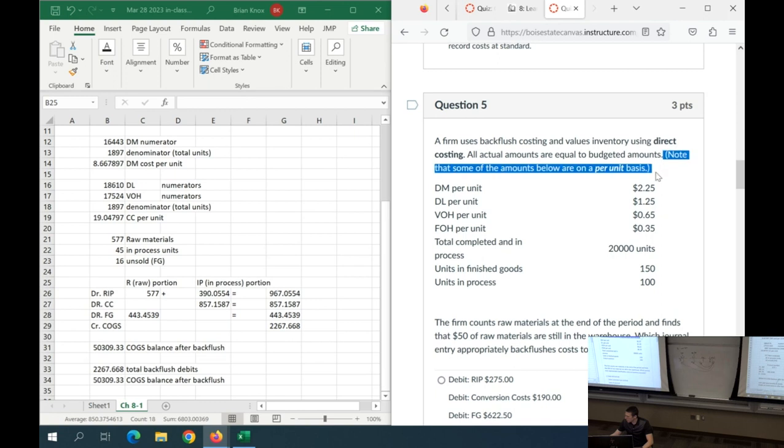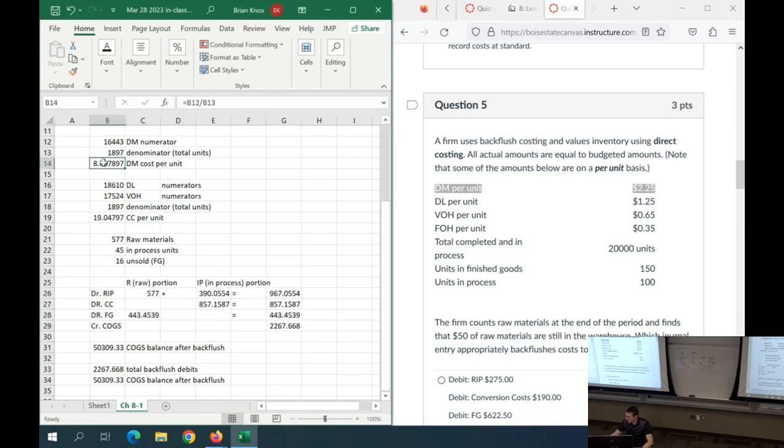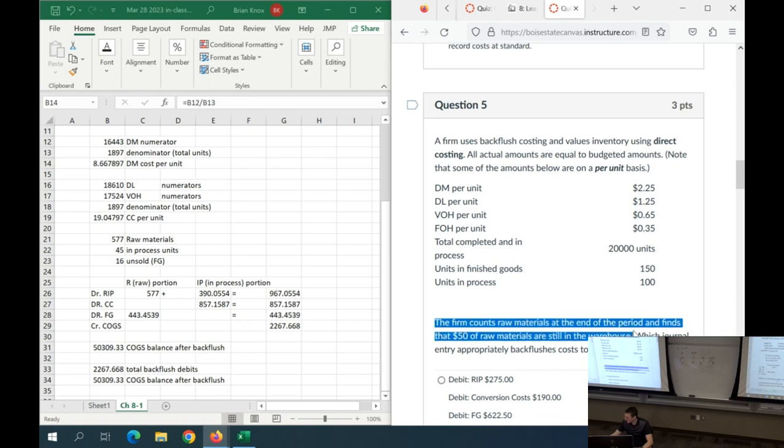Note that some of the amounts below are on a per unit basis. So I don't give you the total DM cost. I tell you DM per unit. So I already calculated that for you. I am nice sometimes. See? DM per unit, DL per unit, variable overhead per unit. I gave you fixed overhead per unit as a red herring. Total completed and in-process units. And how many units are in finished goods, and how many units are in process. And then down here, we counted up raw materials. We have $50 in the warehouse.